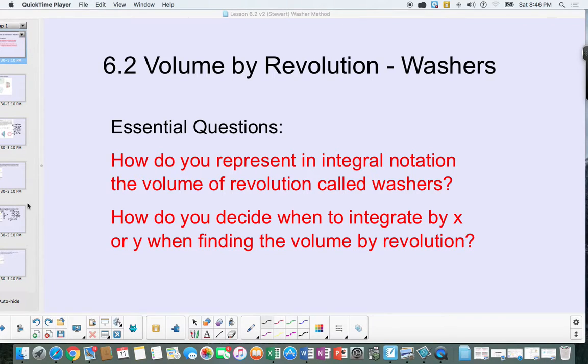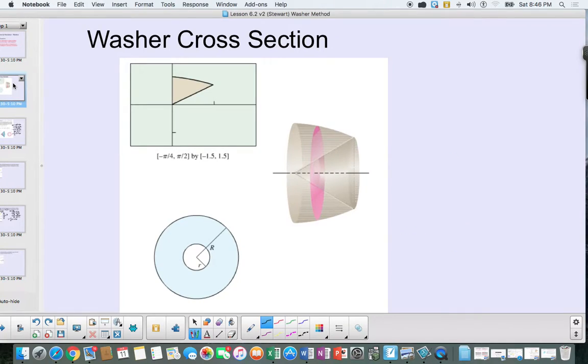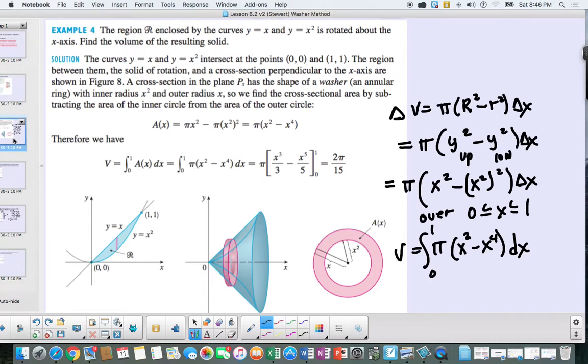6.2 Volume by Revolution: Washers. The look of the little piece of volume is going to have a different look. It's going to have a hole inside of it, so we can't call it a disc, we call it a washer. And here's the theory.